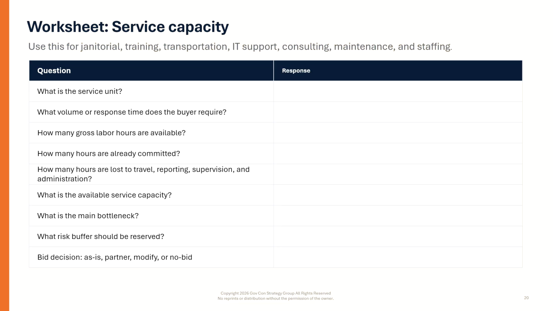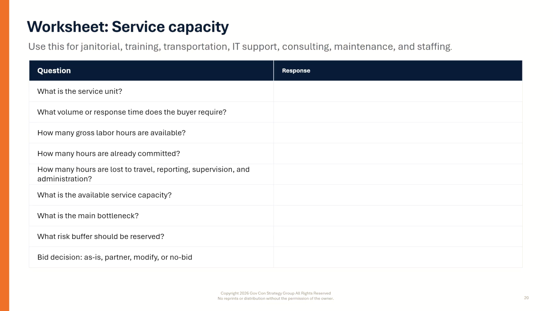For service-based businesses, capacity is usually measured in time. Before you bid, you need to define the service unit. Is one unit 1 hour, one site visit, one trip, one training session, one completed repair, one help desk ticket, or one staff shift? If you are not clear about the unit, you cannot accurately calculate capacity.